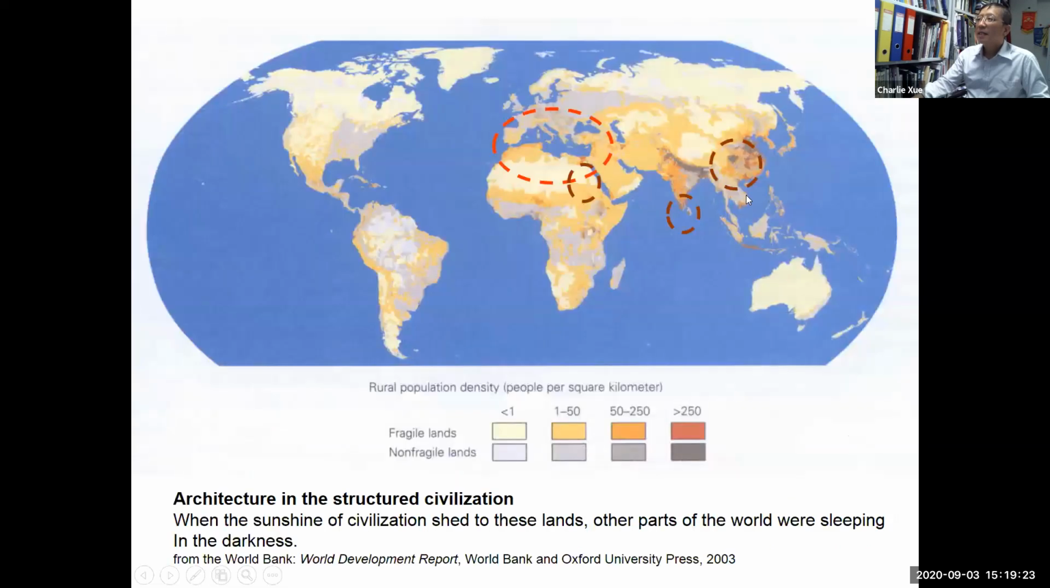And this civilization mainly, as we say, happened along rivers: the Yellow River, the Indus River, Mesopotamia, and also this area, Africa and Europe. This is also the beginning of civilization.